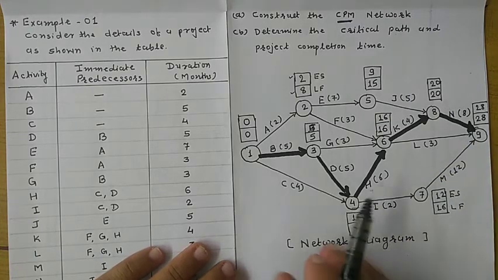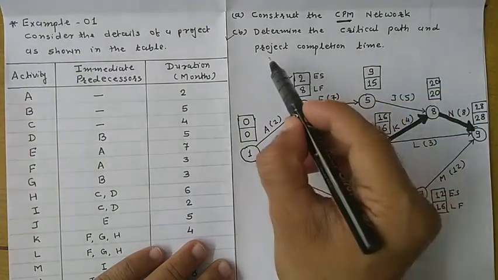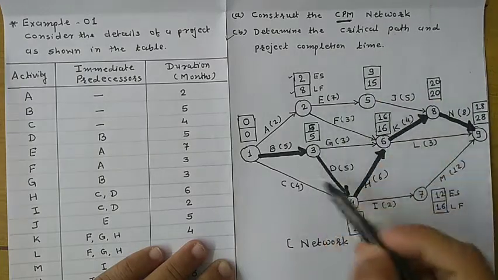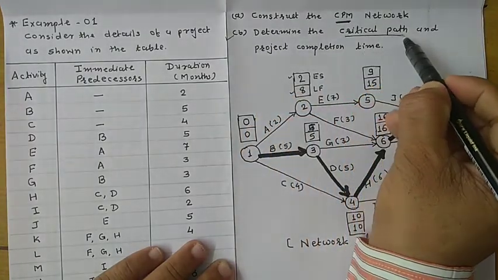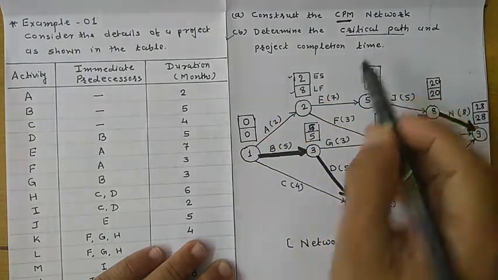And how do we find the second one? Project completion time. We can construct the CPM network, then determine the critical path. We have also drawn the critical path, and the last one is the project completion time.